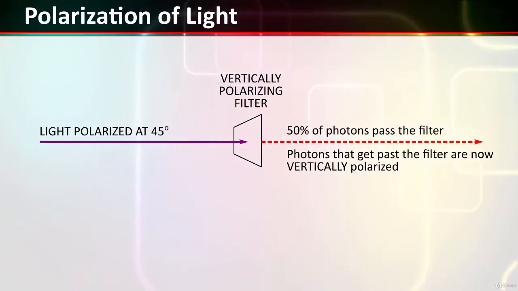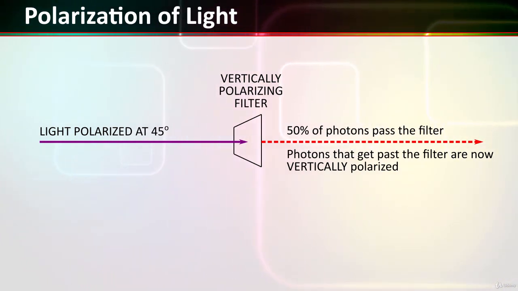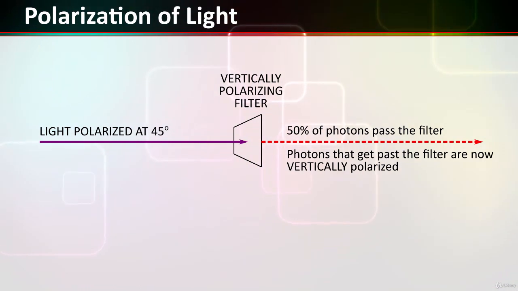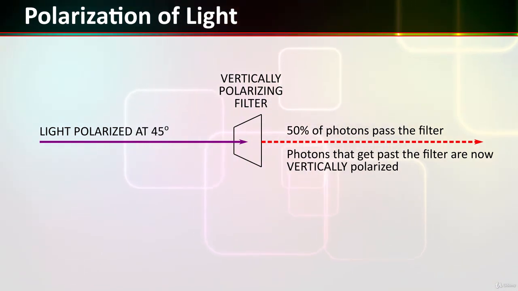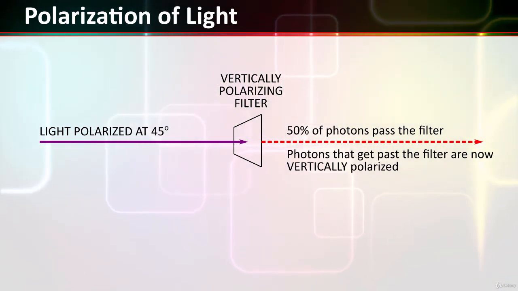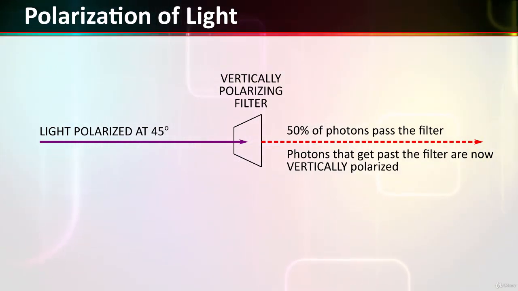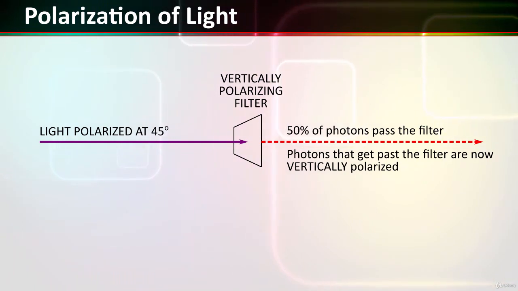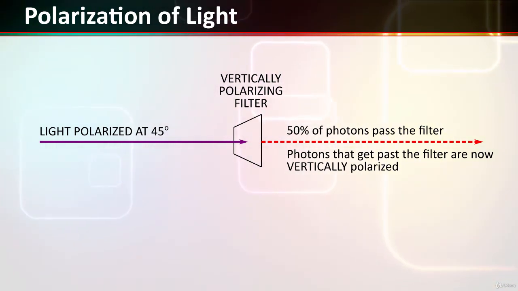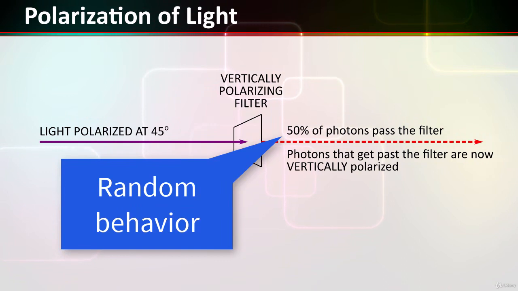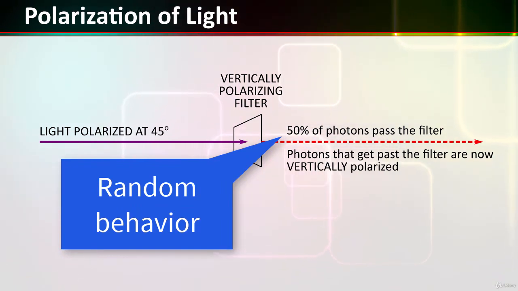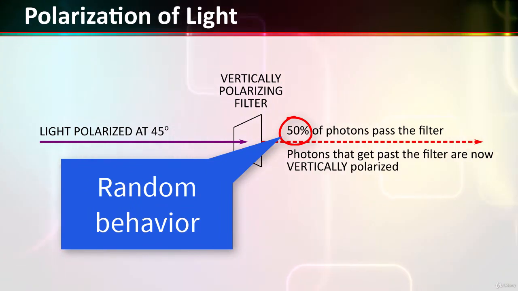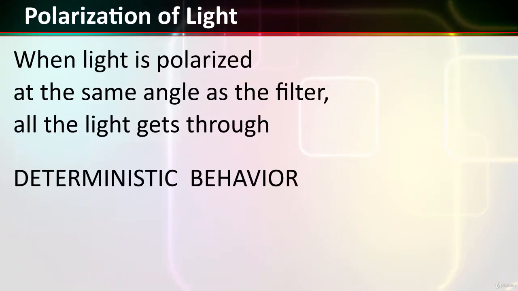Measuring the polarization angle of a photon using a filter changes the polarization of the photon when it makes it past the filter. The photon started out polarized at 45 degrees. When we measured the photon's polarization using the polarizing sheet, the photon's polarization changed and became vertical. And we observed random behavior. 50% of the photons made it through and another 50% were blocked.